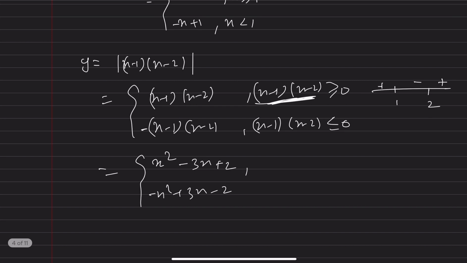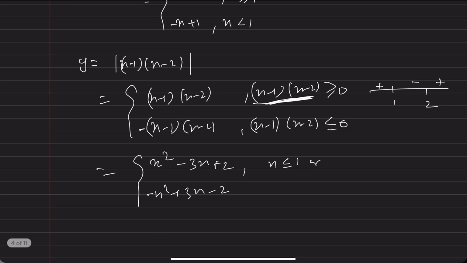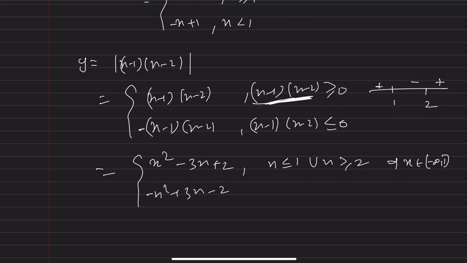So here you can see that it is positive when x is less than 1 and x is greater than 2, means x should be less than or equal to 1, and union, x is greater than or equal to 2. So we can also write down x belongs to minus infinity to 1 union 2 to infinity. Now for this one we have to consider only negative values, right?